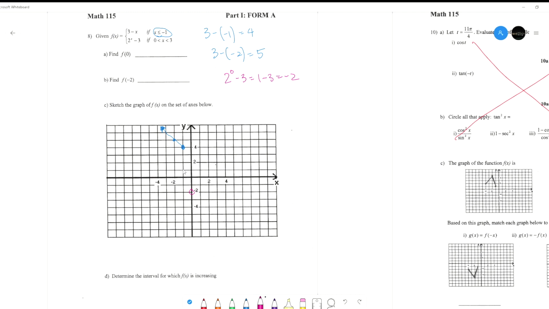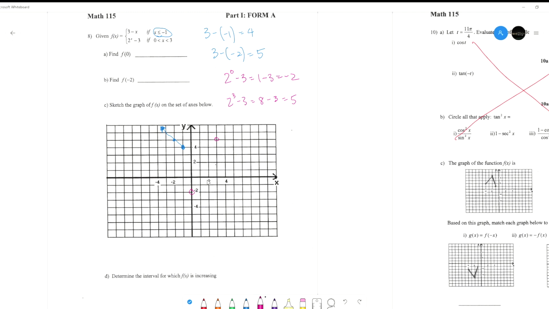Okay. Now I have to draw the other endpoint, which is at 3. So 2 to the third minus 3, that's 8 minus 3 is 5. So at x equals 3, I have to draw an open circle at 5. And this is an exponential function, right? Everyone realize that, right? It's an exponential function.